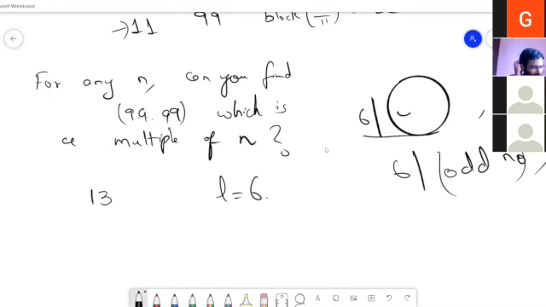Bhagesh ma'am, can you check that out for 13? It will be the same, 6, right? Yeah, so that is our guess, right? It is our conjecture.